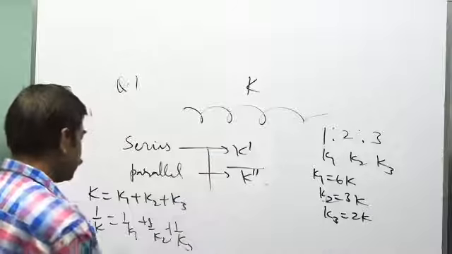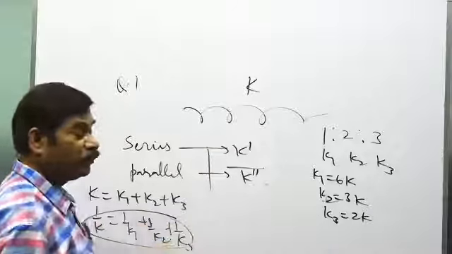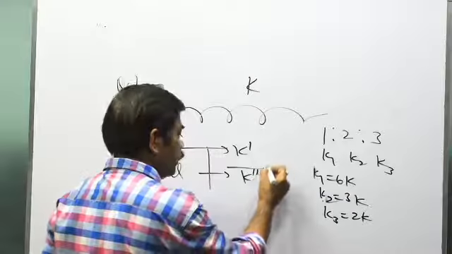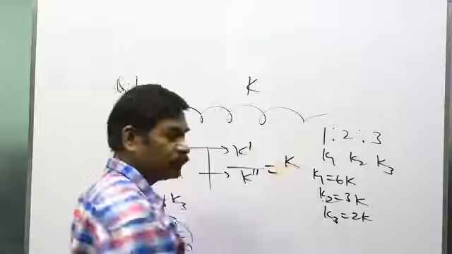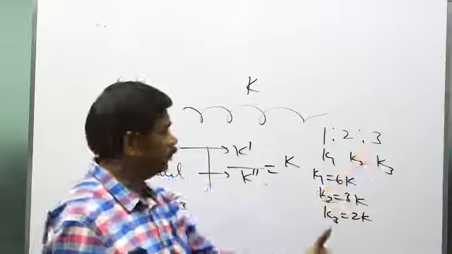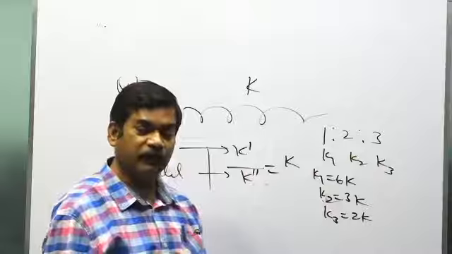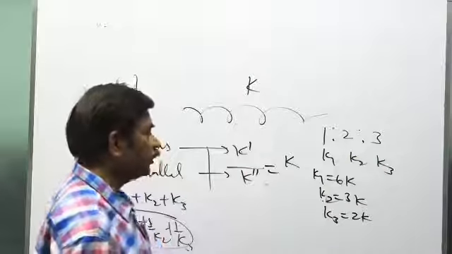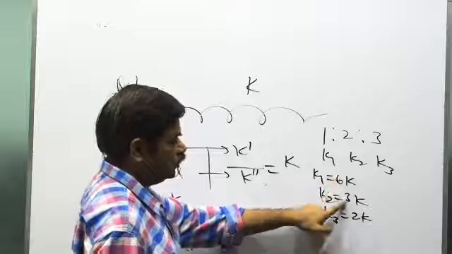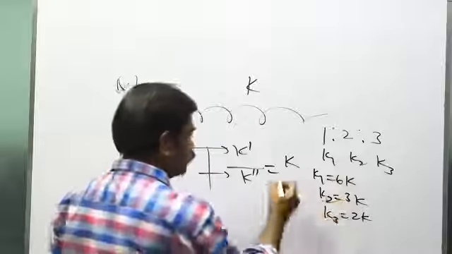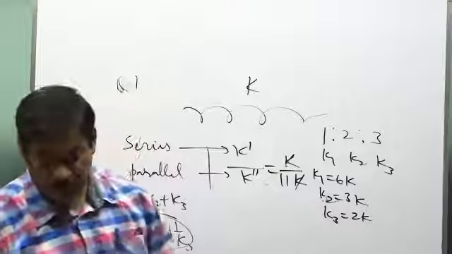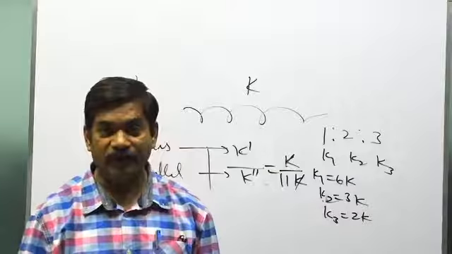Now see how you can shortcut the calculation. Though we know the formula for the series combination, when you combine them in series, the original spring is made, so the force constant becomes K itself. Because you cut them and then connected them in series, only the original spring is made, so the force constant will be K. When they are connected in parallel, the force constant becomes 6 plus 3, that is 9, plus 2, so 11K. So the ratio becomes 1 by 11.